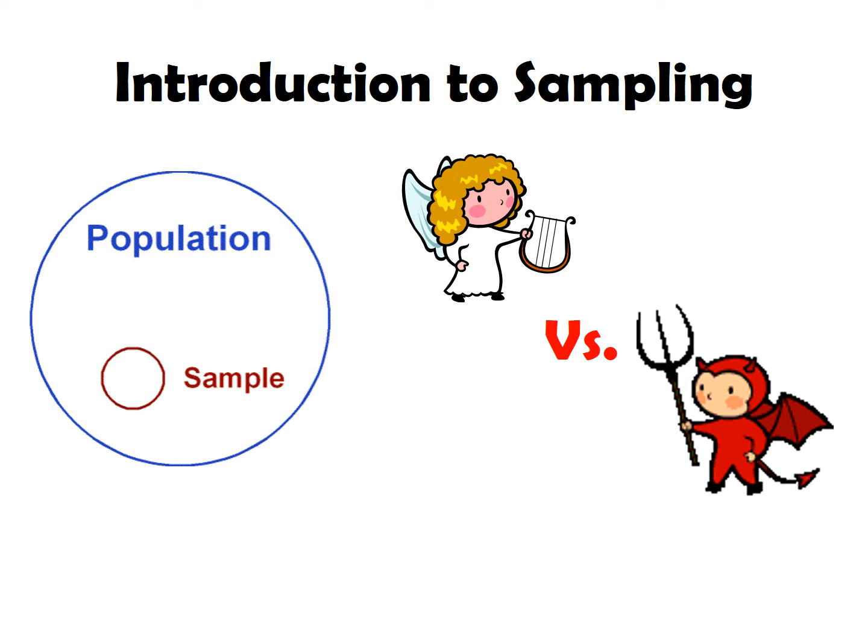Welcome to Unit 3. This video is an introduction to sampling and some important vocabulary that we're going to be using throughout the unit. In this video, we're going to talk about populations and samples, and we're also going to discuss good methods of sampling and bad methods of sampling.